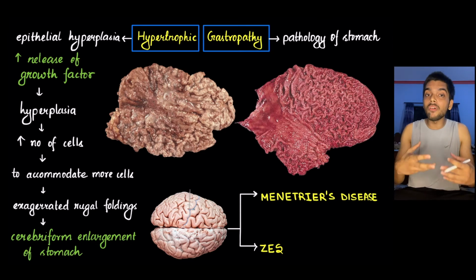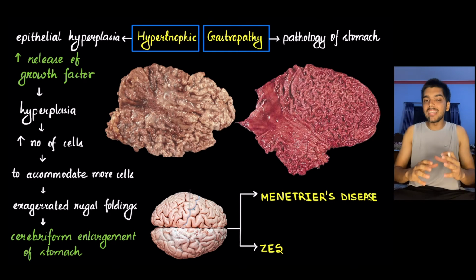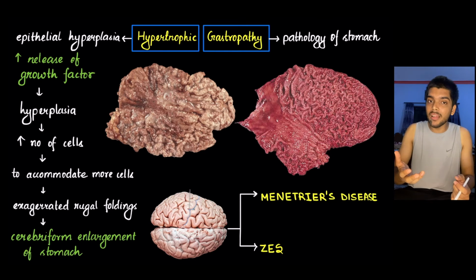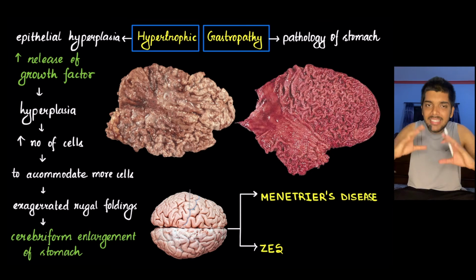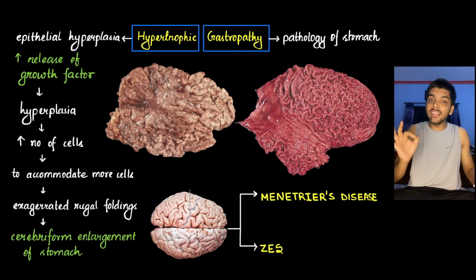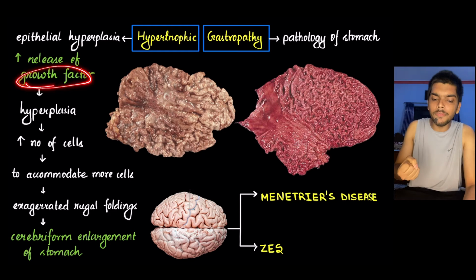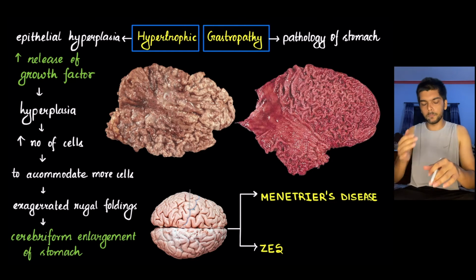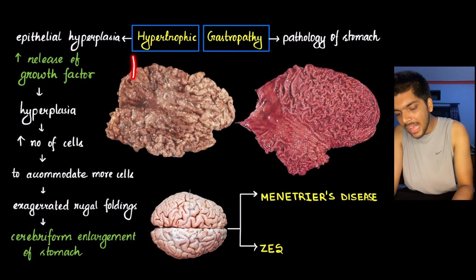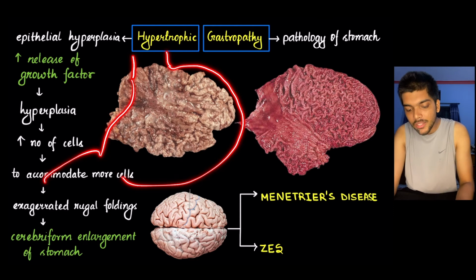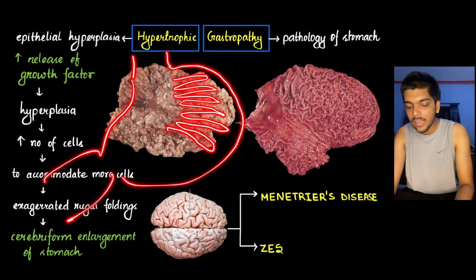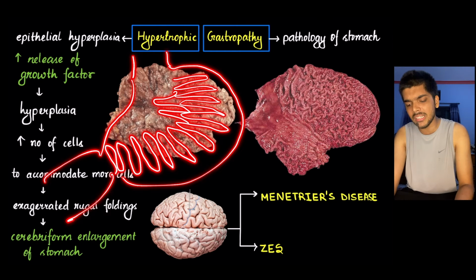You get hypertrophic gastropathy. Means there is increase in the size of the stomach due to epithelial hyperplasia with exaggerated rugal folding. And the reason behind epithelial hyperplasia is either due to increased release of growth factor or certain hormone. Now, let's say I have this stomach right here. This stomach has that exaggerated rugal folding, or this stomach has gone through hypertrophic gastropathy, right?